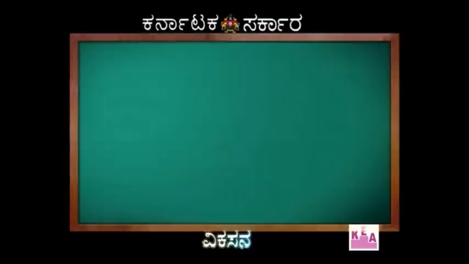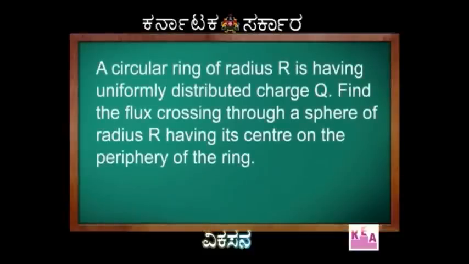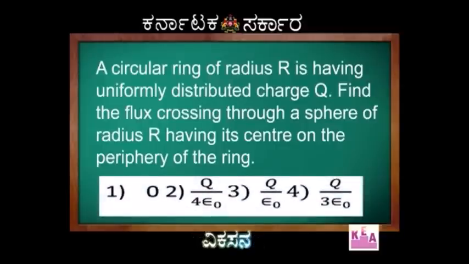Let me now go to the next question. A circular ring of radius r is having uniformly distributed charge q. Find the flux crossing through a sphere of radius r having its center on the periphery of the ring. The options are: 1, 0; 2, q divided by 4 epsilon 0; 3, q divided by epsilon 0; fourth one, q divided by 3 epsilon 0.